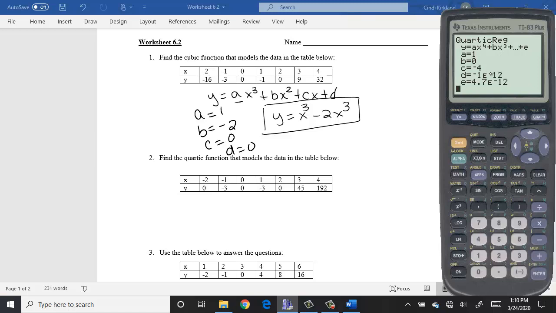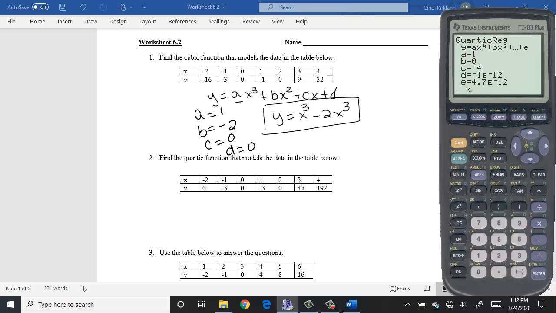All right, A is 1, B is 0, C is -4, D is -1 e to the -12. That means that I'm going to move my decimal place 12 times to the left. E is the same way, e to the -12, I would move it 12 times to the left. What we're going to do is we're just going to disregard D and E. Those digits are so insignificant that it's like adding +0 and +0.